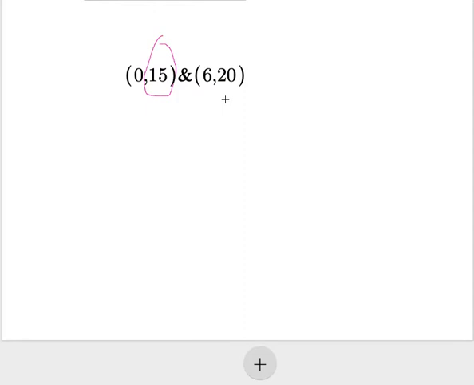So what I'm going to do is first write out my equation. I have y equals, I know the starting value is 15, times b to the x. And I don't have that b, but I do know, looking right up here, that the 6 is my x value, and that 20 is my y value.